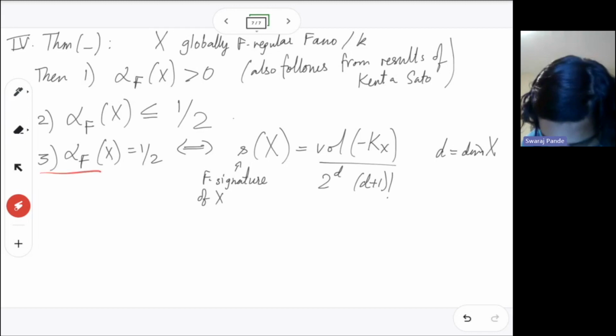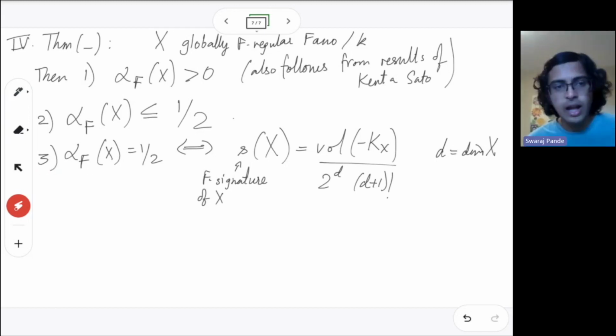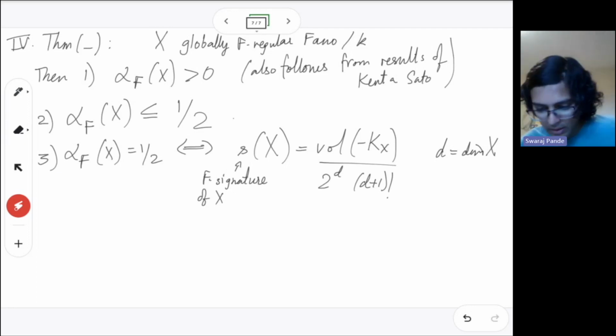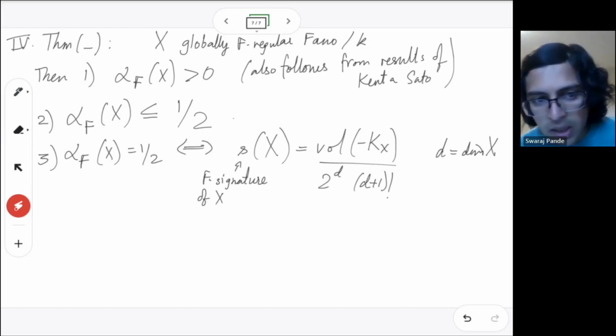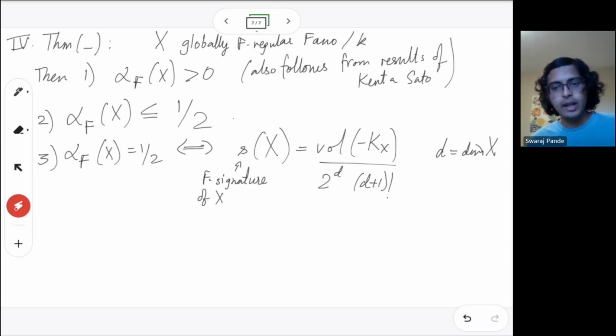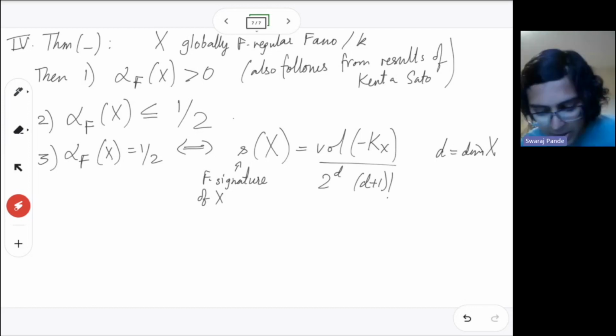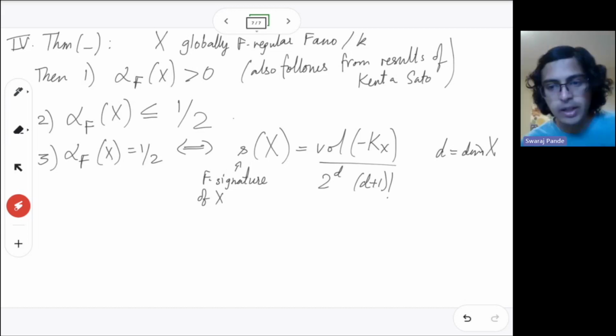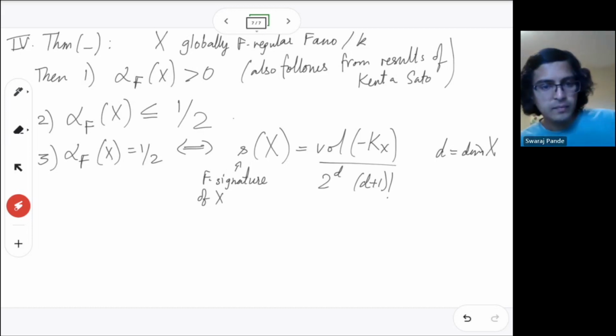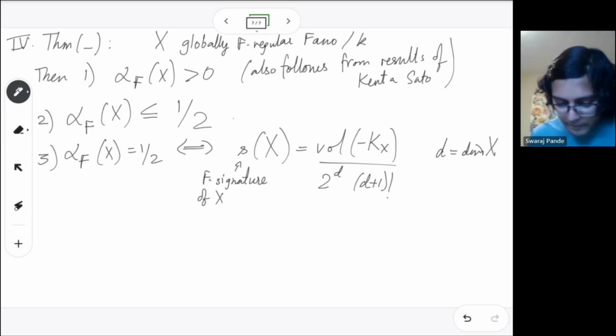So we should think about this part 3 as saying that having a large alpha invariant is actually similar or equivalent to having a fixed value, which is a multiple of the volume, for the F-signature. Something similar happens in K-stability, where having a large value of the complex alpha invariant implies that it's K-semistable, which is equivalent to the normalized volume being exactly equal to the volume. So if we squint very hard, it looks similar to that.